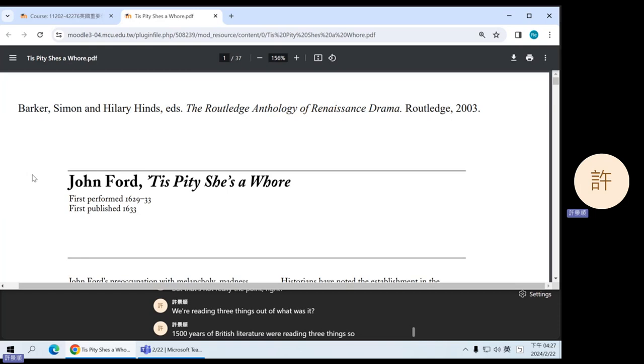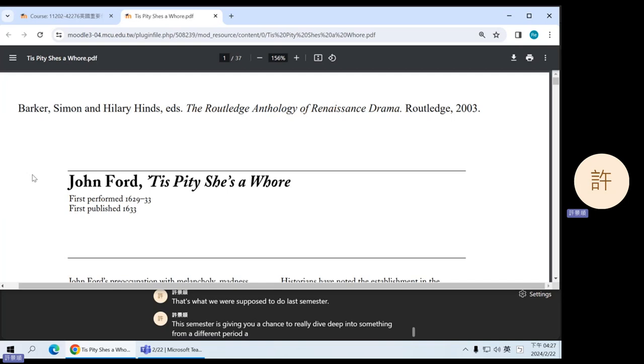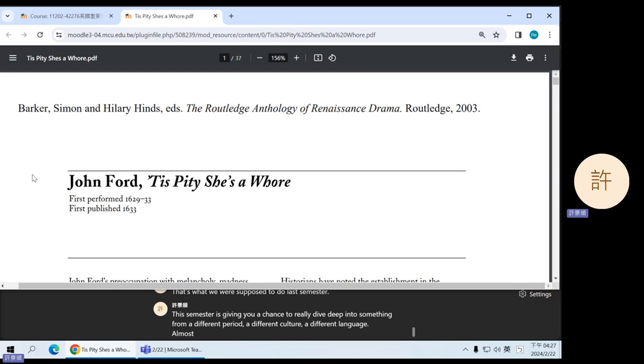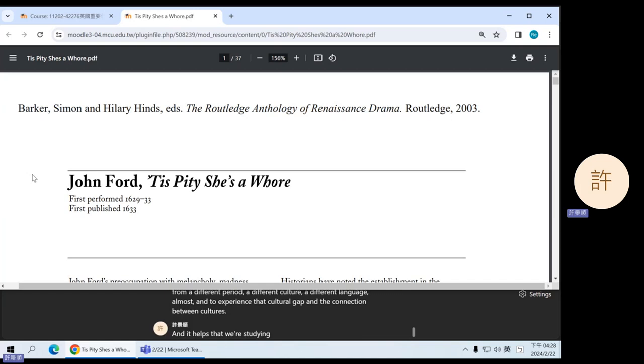So you can see that the point is not you learn about all the important British writers. That's what we were supposed to do last semester. This semester is giving you a chance to really dive deep into something from a different period, a different culture, a different language almost, and to experience that cultural gap and the connection between cultures. And it helps that we're studying good literature.